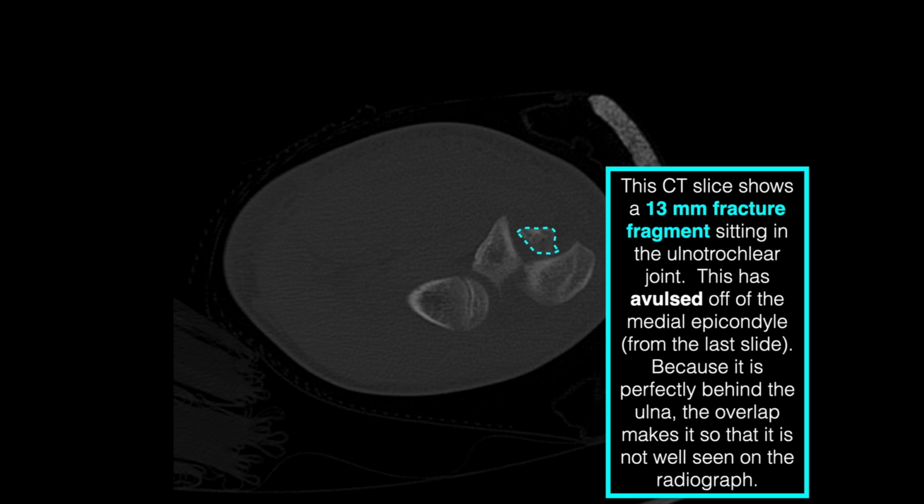Because the fragment lies perfectly behind the ulna, the overlap makes it so that the avulsion fracture was not well seen on the radiograph. However, it is clearly seen on the CT.